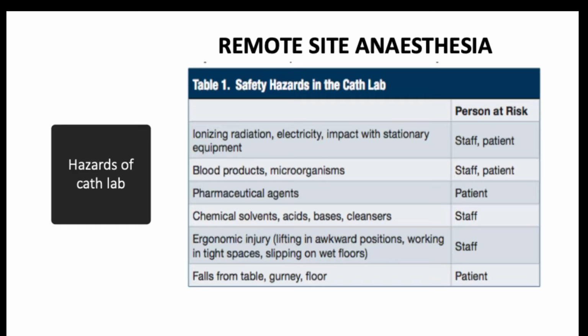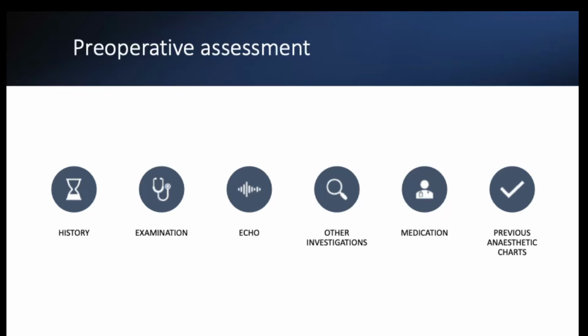Pharmaceutical agents are just for the patient. There are the hazards of chemical solvents, acids, cleaners, etc. That's the staff, maybe the patient. Ergonomic injury for the staff, because it's very awkward in the cath lab. You work in tight spaces, you climb on the floor, you get under things, you could slip, and then falls from the table or the gurney or the floor is the patient risk. So it's a lot of things you need to keep in mind. It is also remote site anesthesia.